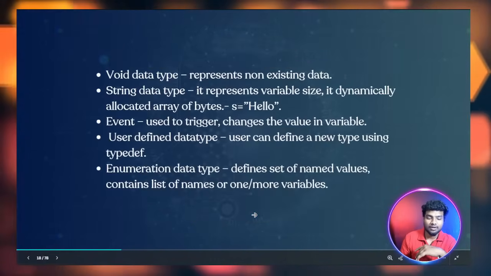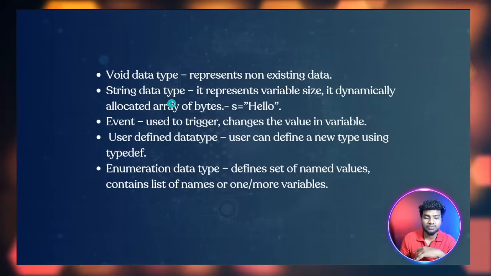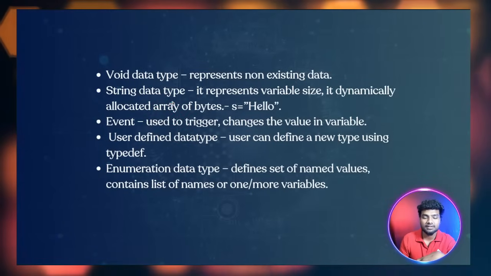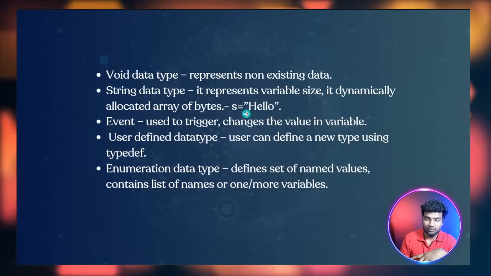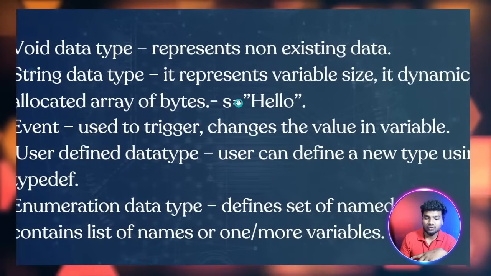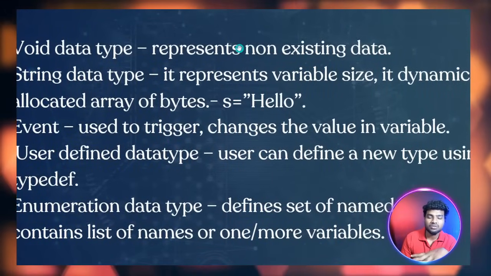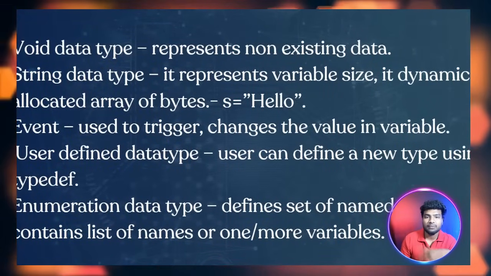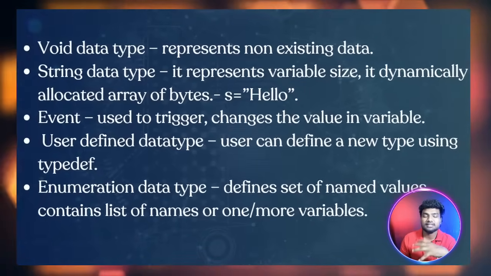Then void data type and string data type. String is one data type we also have in SystemVerilog. We can use it like this: string equal to, and within double quotes we can write anything, numbers or letters, inside the string.